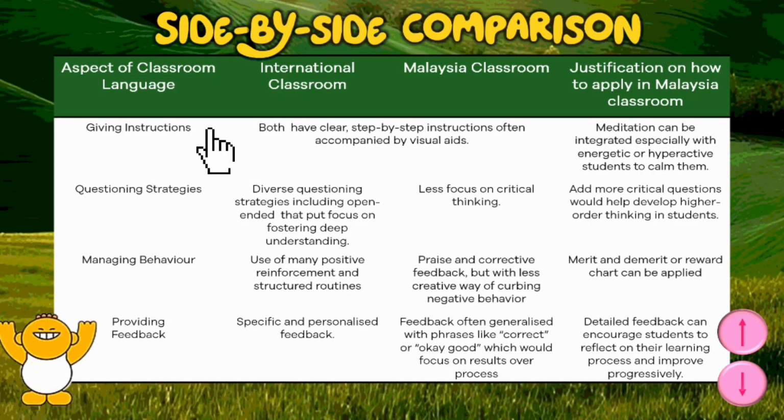As for the first aspect in the difference between international and Malaysian classroom, it would be giving instruction. As I stated here, both have clear step-by-step instructions often accompanied by visual aids. And the justification on how to apply it in the Malaysian classroom would be that meditation can be integrated, especially with energetic or hyperactive students, to calm them. Meditation is an example given in a class of year 1 pupils, which is 7 years old, in an international classroom. Having that meditation activity with hyperactive students, I believe it would calm them and soothe their mood, accommodating our own needs as a teacher to give knowledge in a serene atmosphere.